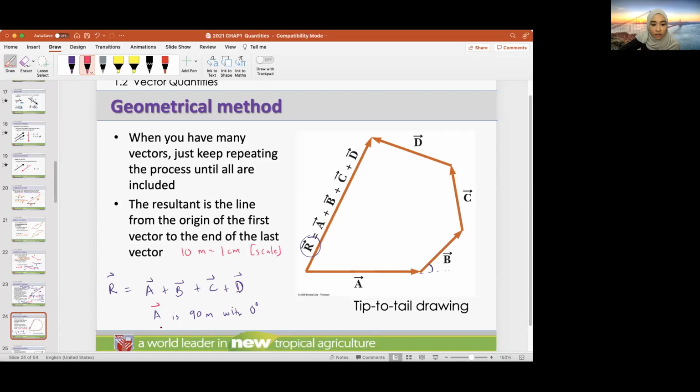Okay, so I say A is 90 meter with 0 degrees. This is my scale, 10 meter is 1 centimeter. So this guy over here, I draw it on paper. It should be 9 centimeter. The angle is 0 degrees with respect to the x-axis. Basically, it's on the x-axis, because kosong degrees. And then B is like 7 centimeter, I'm just making this up. And this is 20 degrees. We can say B vector is 70 meter with 20 degrees with respect to the x-axis.